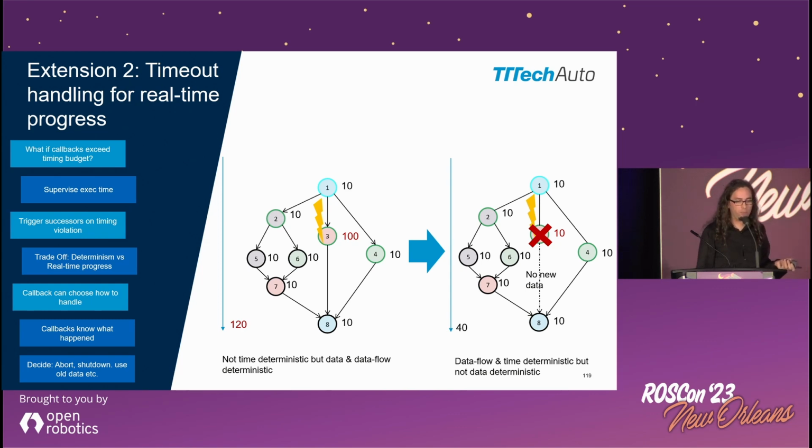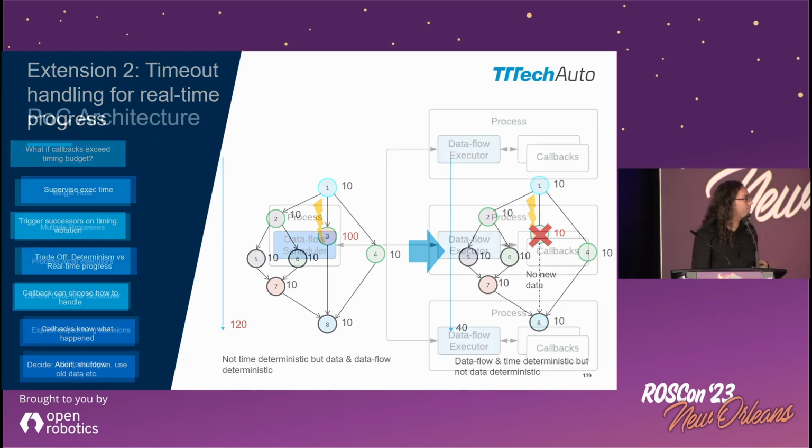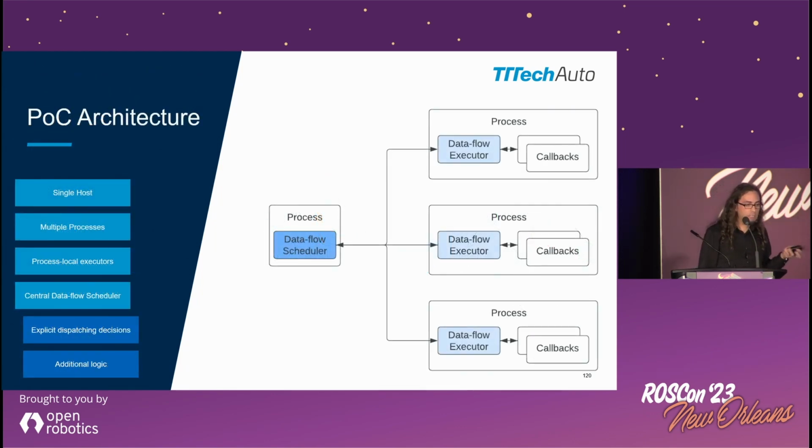This is also helpful for testing purposes because we can just test all of those scenarios of callbacks taking longer by just setting a very low timeout value, right? Just make it timeout in a few microseconds. You can test this behavior quite nicely. So enough theory. How we implemented this in a proof of concept, and the architecture looks like the following.